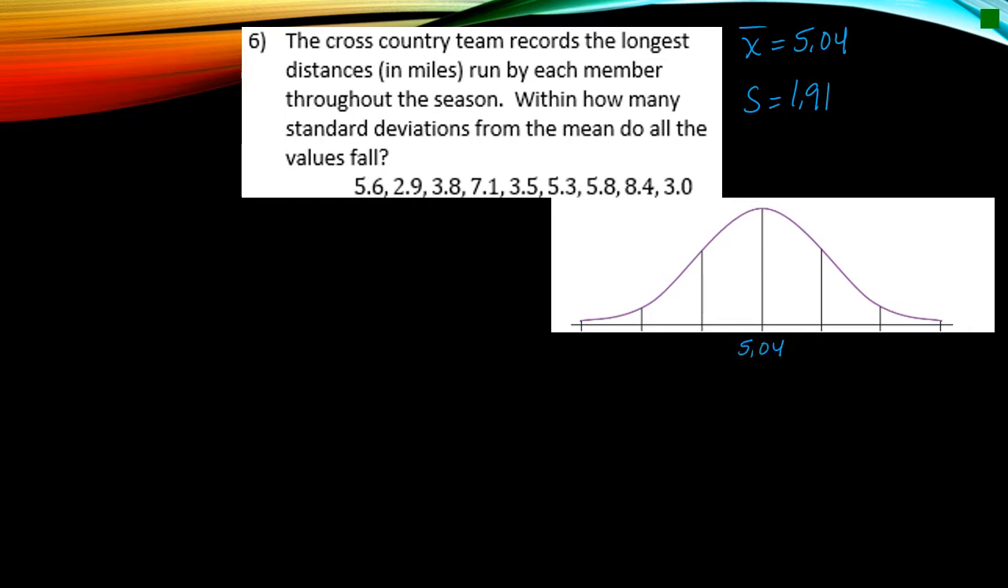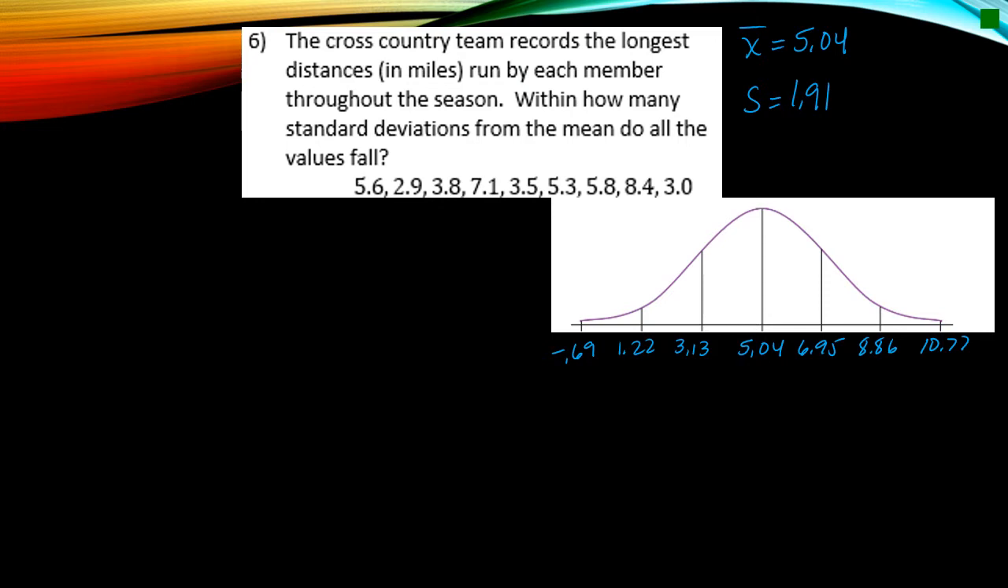5.04 goes in the middle. Going to the right, I would have 6.95, 8.86, and 10.77. Going to the left, I would have 3.13, 1.22, and negative 0.69. There is a negative number down there, and that's fine. None of the runners ran negative distances, so that's not where any of our data is going to fall, but it's okay that it's on our horizontal axis for the normal curve.